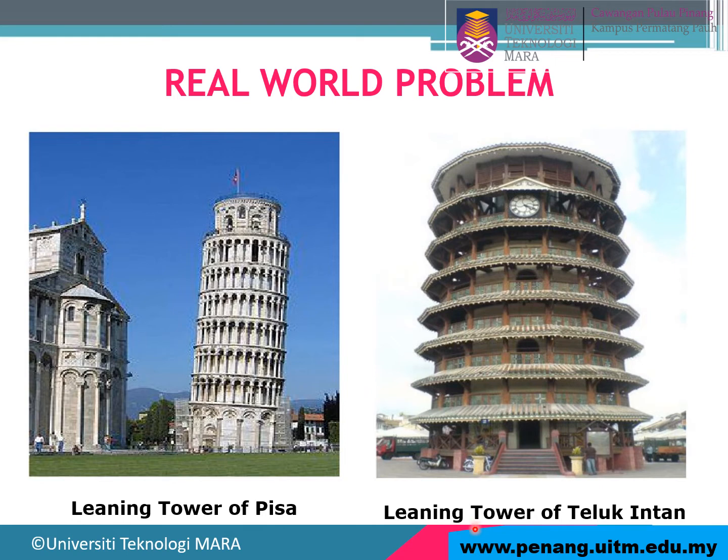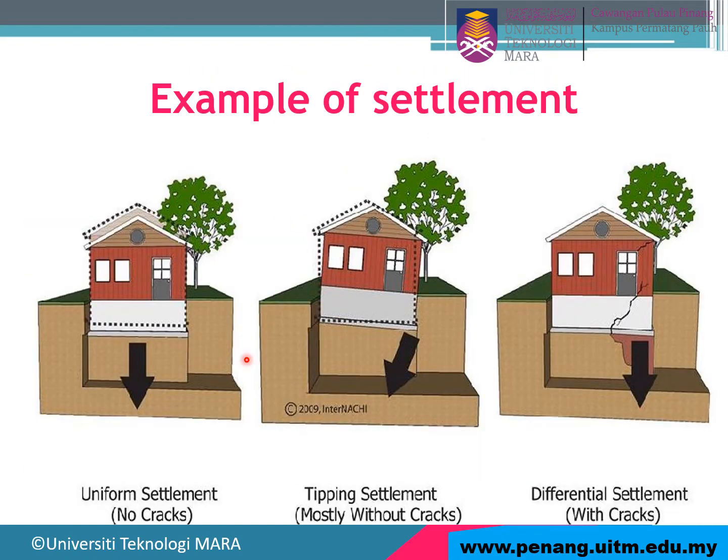This one is the Leaning Tower of Teluk Intan. Similar to Pisa, there is some settlement here, so there is a movement downward at one part of the tower. Here are the examples of settlement.